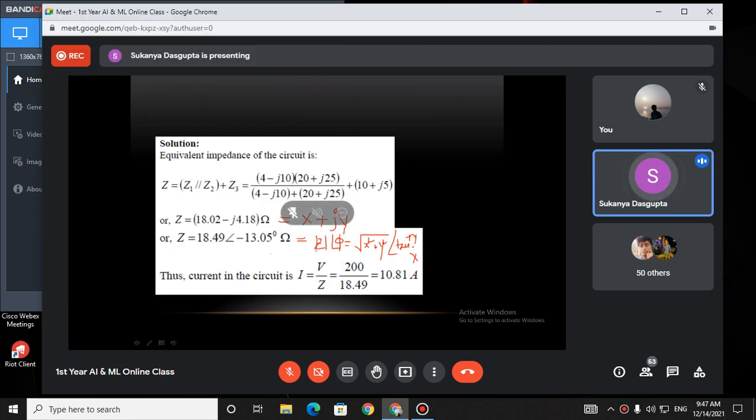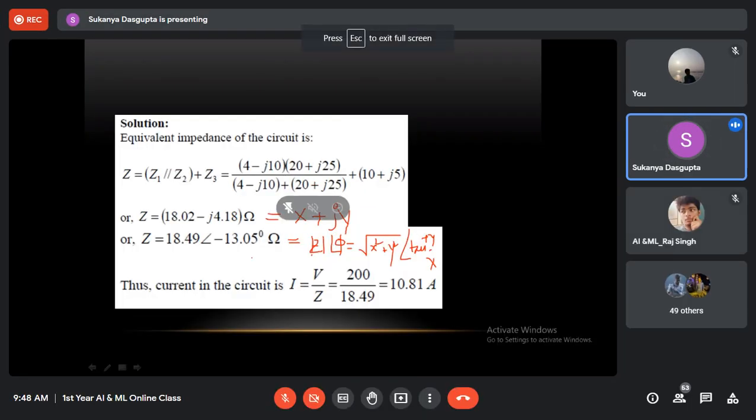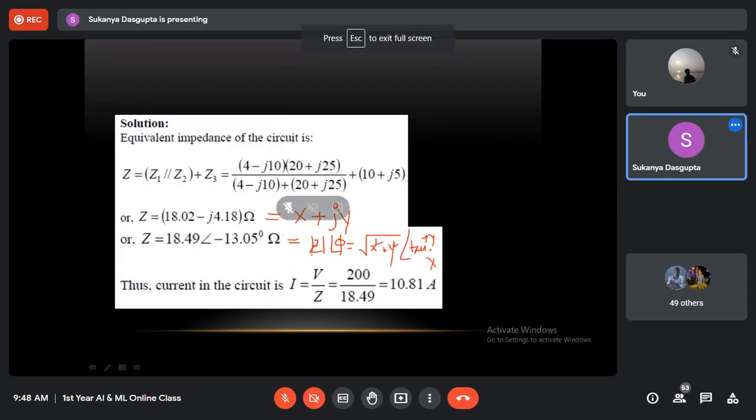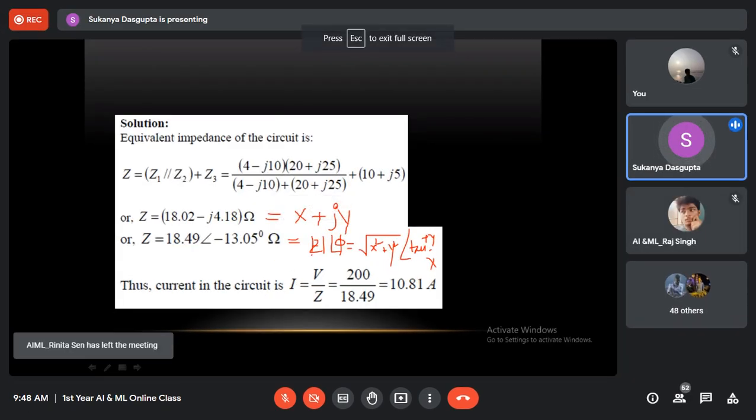Tan inverse y by x will be just minus 13.05 degree. So the source current is V by Z. V is 200, given in the problem. That is definitely the source RMS value.